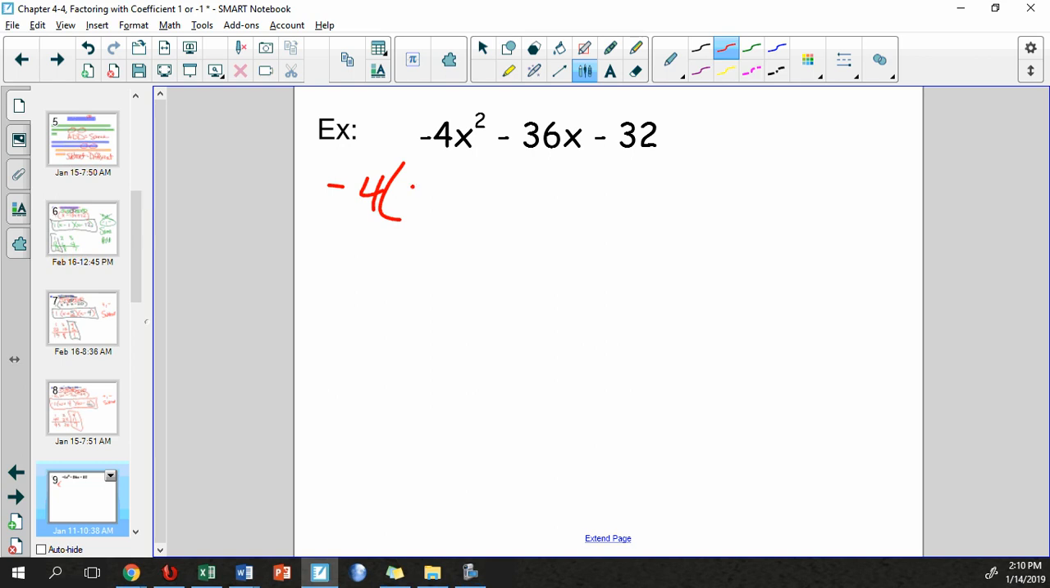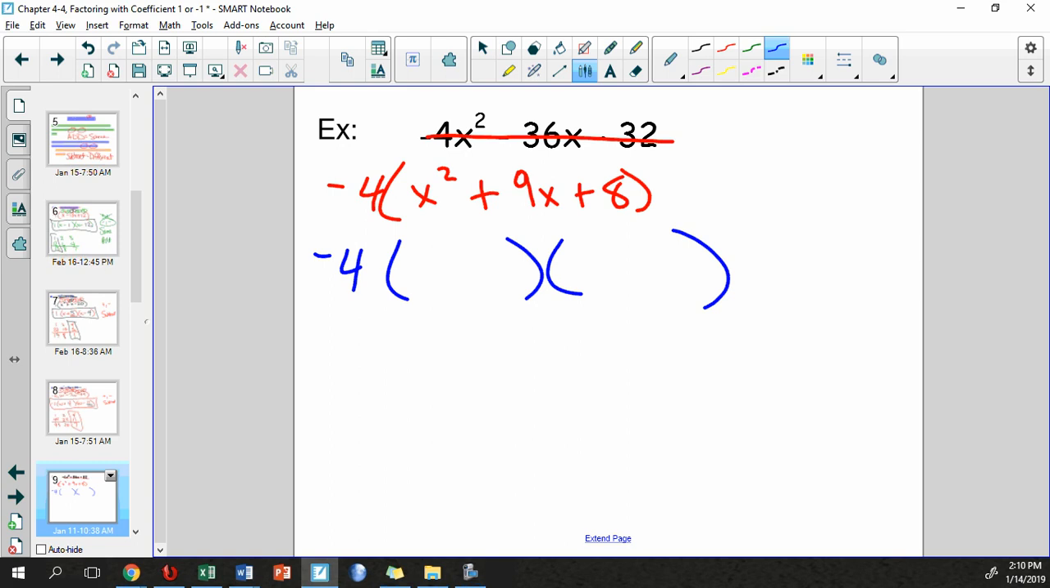X squared plus 9x plus 8 is correct. I no longer need the original, but before I cross it off, I should mentally check to make sure that if I distribute it back in, I get the original problem. So from there, I need to go ahead and factor this into two binomials.